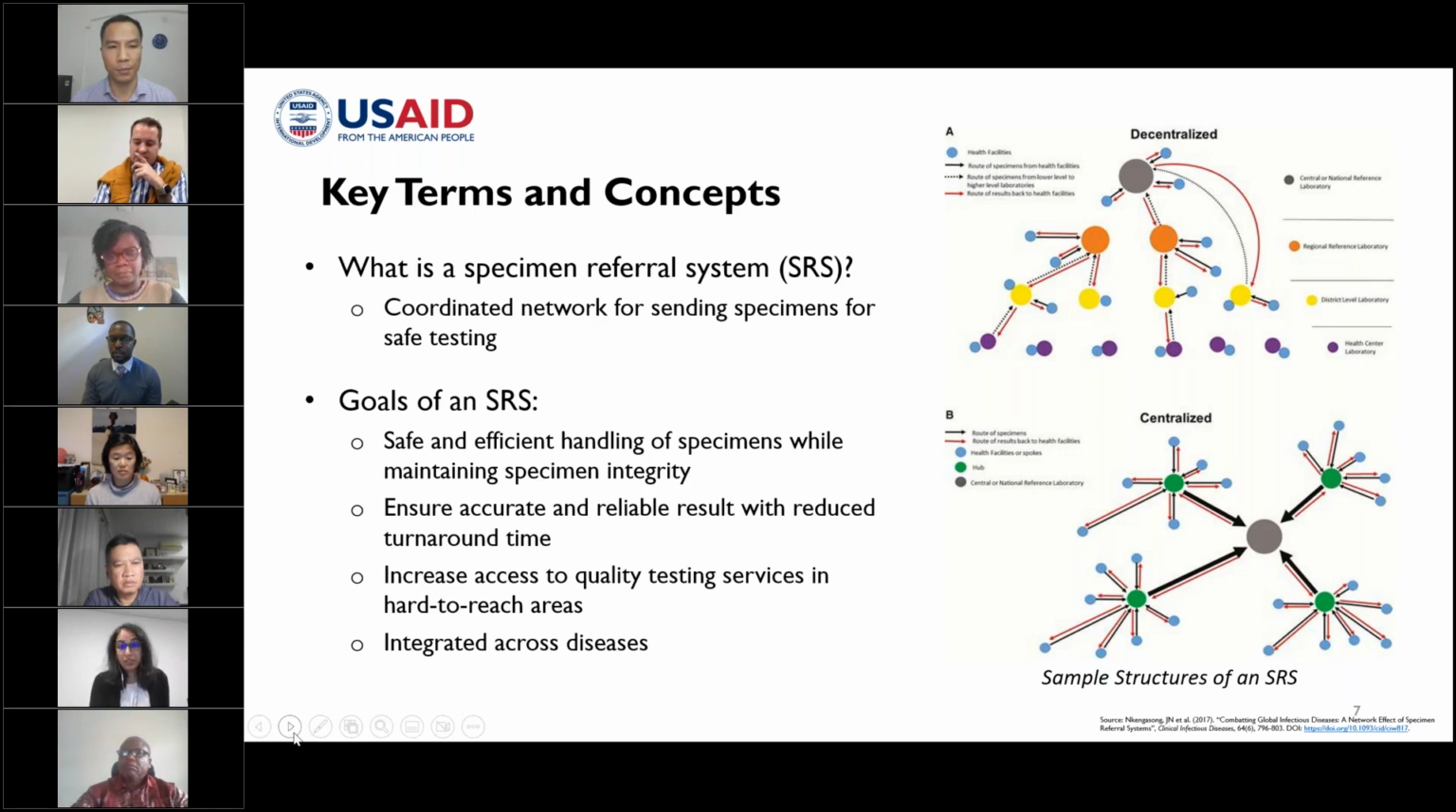Now, ideally, the systems are integrated, meaning that they can transport specimens for multiple diseases like TB and HIV, malaria, and others. And to function optimally, specimen referral systems need to have adequate geographical coverage. They need to maintain specimen integrity, protect the safety of those transporting the specimens, and finally, they need to have sufficient financial resources to ensure sustainability. Kamiko will be speaking about some of these concepts in her presentation shortly. Next slide.